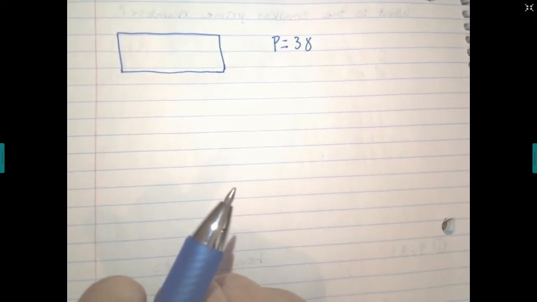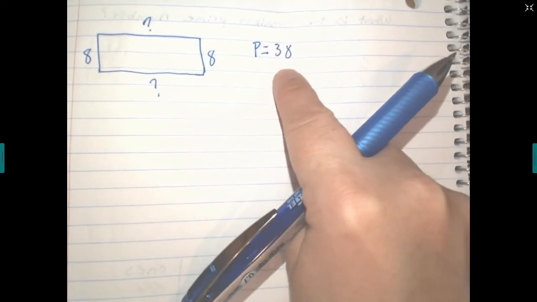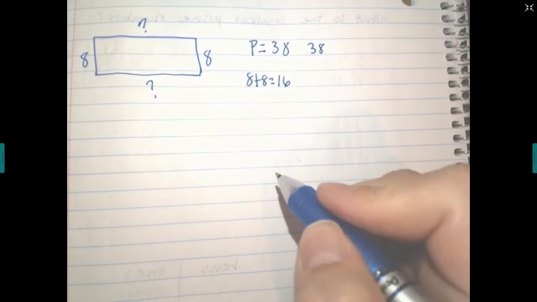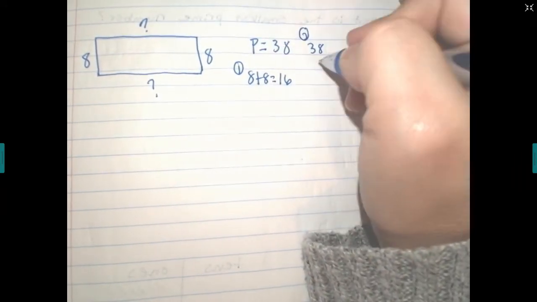We know if one side is 8, the other side is also 8. So what we're trying to figure out are the 2 missing sides. Okay? So our first step is to take what we already have, which is 8 plus 8, and that gives us 16. And we have to subtract it from the total, which is 38. So step 1 is to add 8 plus 8 to get 16. So that's step 1. Step 2 is to subtract that from our total.